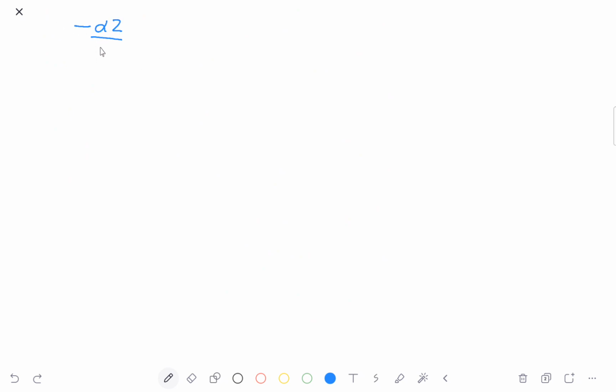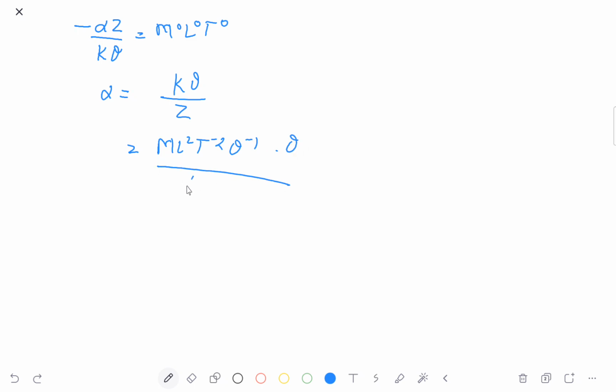Now minus alpha z divided by k theta is equal to M0 L0 T0. From this I can find the dimension of alpha, which is k theta upon z, where k is M L squared T minus 2 per kelvin, and again there is a theta, and this is L. Now if you calculate the dimension of alpha, it will become M L T minus 2, as theta and theta get cancelled, and L and L squared get cancelled. So the dimension of alpha will be this.